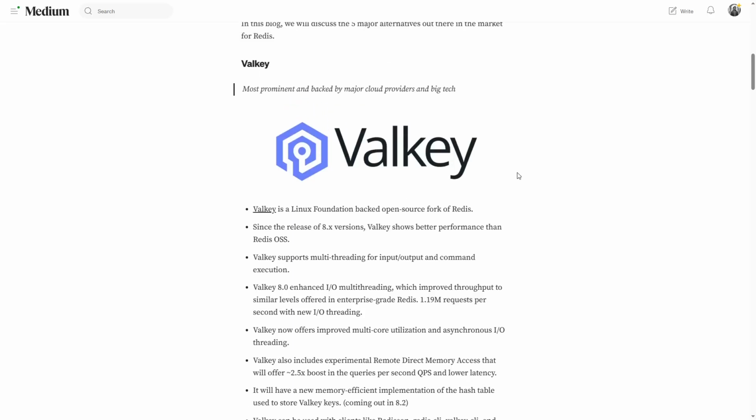One is the licensing. Redis changed its license a short while back, and that's when people started to worry about whether Redis will be available in cloud platforms or not. And that's when major cloud providers created a new fork of Redis, and the project is called Valkey.